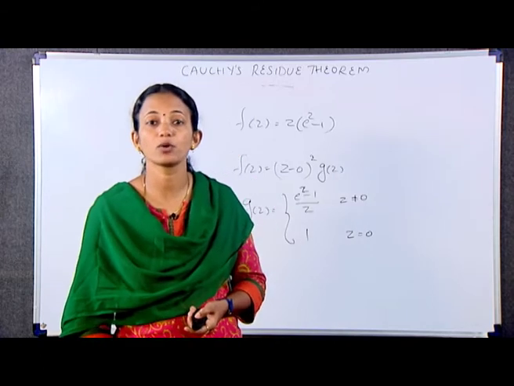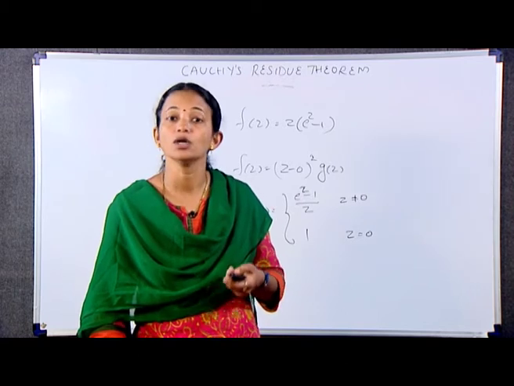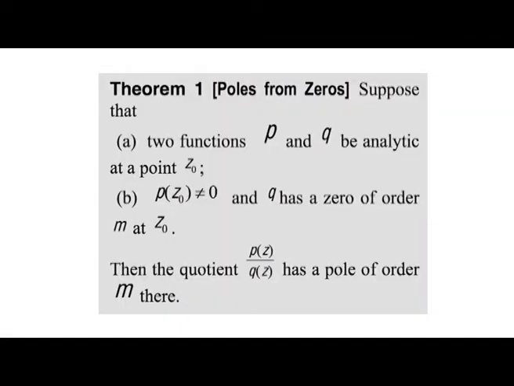Next we have zeros and poles. Zeros and poles of a function are closely related. The following theorem shows how zeros of order m can create poles of order m. Suppose two functions p and q are analytic at a point z0, and p of z0 is not equal to 0 and q has a zero of order m at z0. Then the quotient p of z by q of z has a pole of order m there.